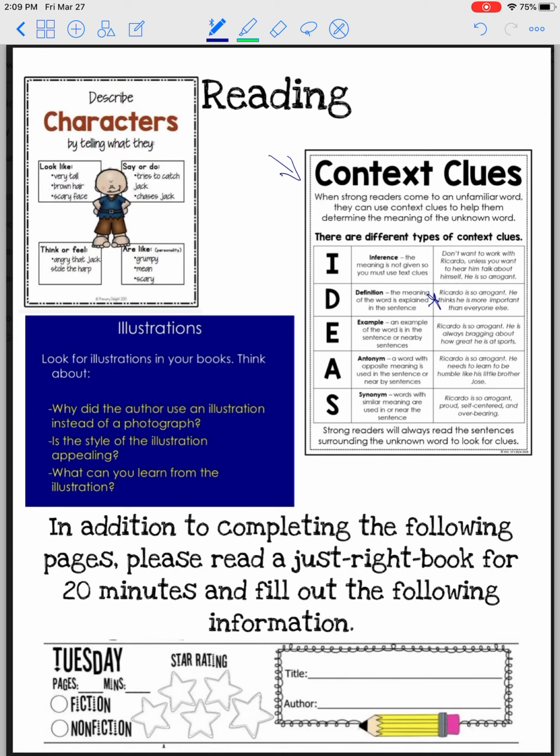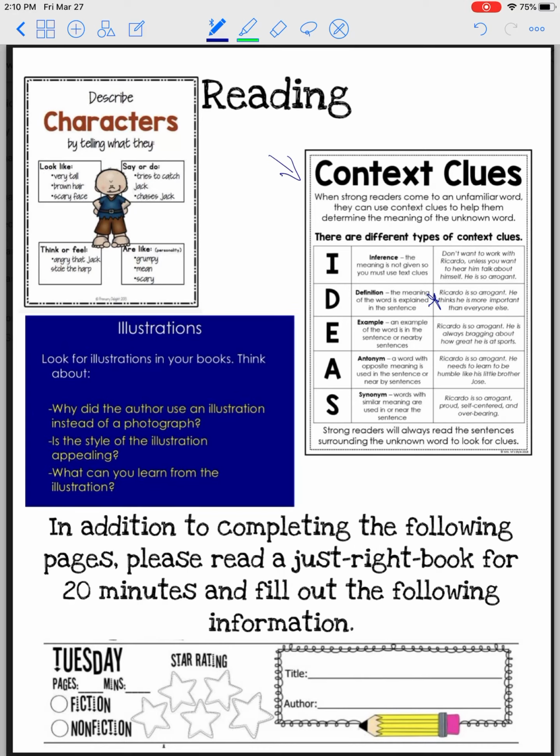Sometimes you might see an antonym, and that is a word with the opposite meaning that is used in the sentence or nearby sentences. So Ricardo is so arrogant, he needs to learn to be humble like his little brother, Jose. So we know that they want him to not be arrogant, and he needs to be humble like his brother. So that is an antonym for arrogant.